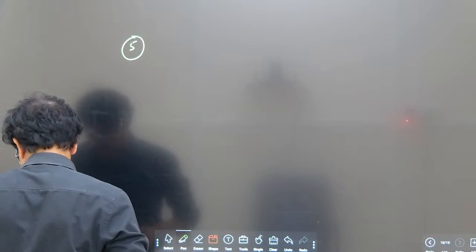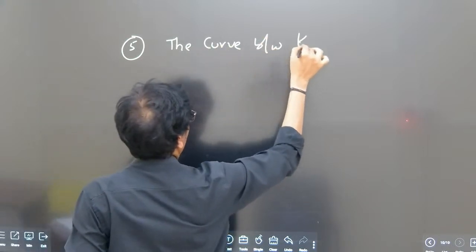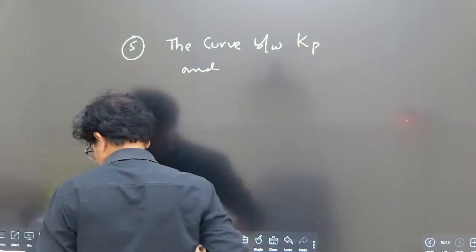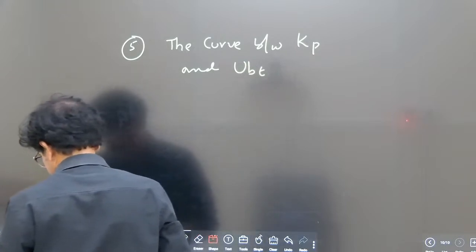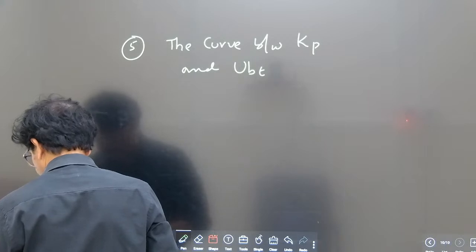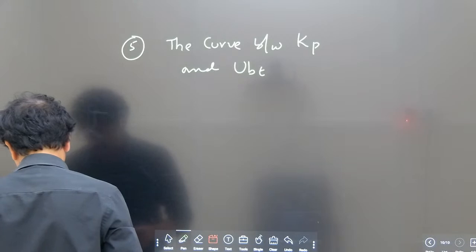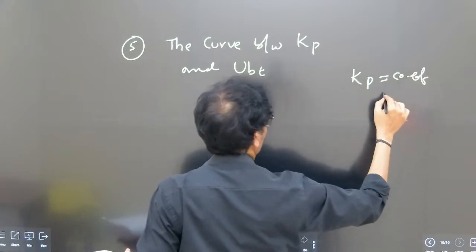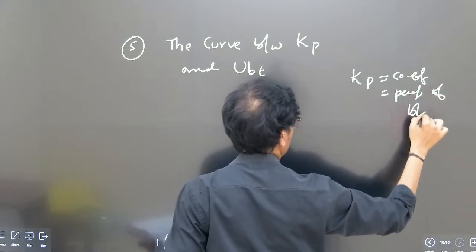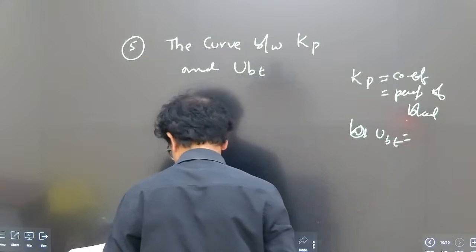The graph between KP and UBT. The curve between KP and UBT. I will tell what is KP and what is UBT. KP is nothing but the coefficient of performance of the windmill, of the blade. And UBT is nothing but the wind velocity or the speed of the blade tip. So UBT in the sense it is called the speed blade tip.